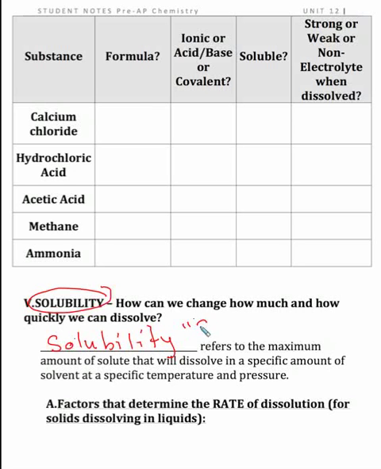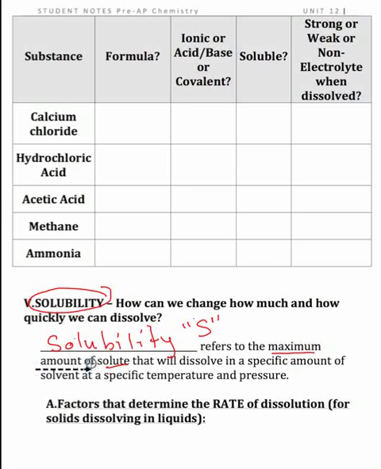I like to use the symbol S, especially when we get into AP chemistry. Solubility refers to the maximum amount of a solute that dissolves. And note we have to specify two things. The first thing we have to specify is the amount of solvent that it's being dissolved in.